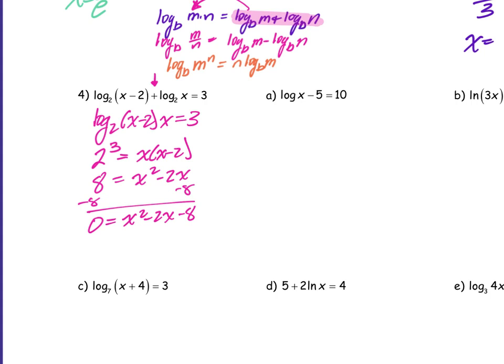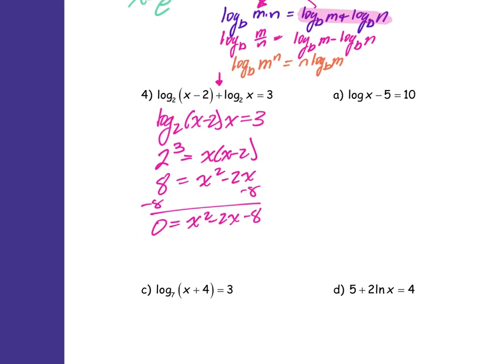Okay. And then I'm going to factor. So give me some room over here. Give me two numbers that multiply to be -8 and add to be -2. So that would be -4 and +2. So 0 equals x minus 4 times x plus 2.